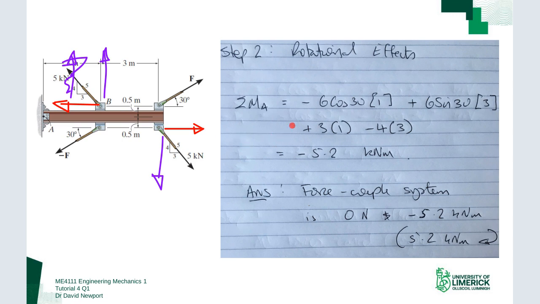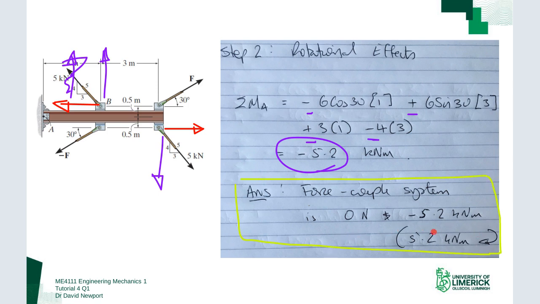Again, that is causing a rotation, and you'll be able to figure out the directions from that. So don't ever assign the directions based on the direction of the force. Look at the directions of the rotation. So again, it's a 2D problem, so they're all in the k hat direction. So I've got minus 6 cos 30 times 1 plus 6 sine 30 times 3 plus 3 times 1 minus 4 times 3. And again, those directions are coming from the directions of the rotations. Okay, so that gives me then the 5.2 kilonewton meters as my answer.